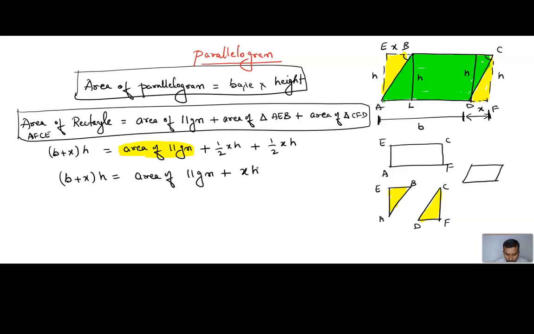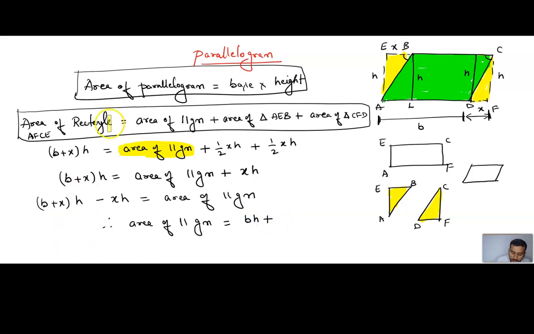Any doubts? Now, what we can do? B plus x into h, the plus xh comes here and becomes minus xh, equals area of parallelogram. So, therefore, area of parallelogram is equal to, shall we multiply? B into h becomes bh, plus into plus is plus. I am multiplying these both values.